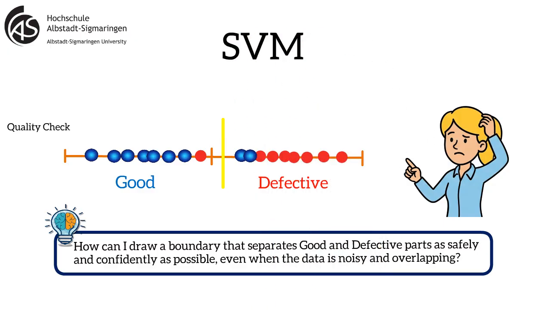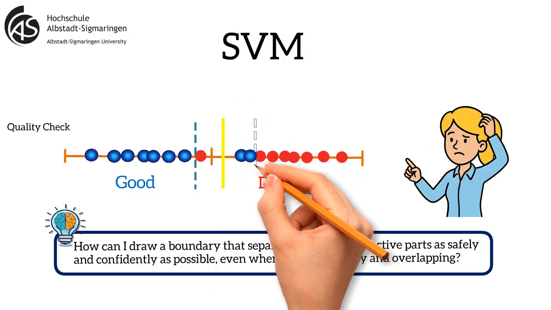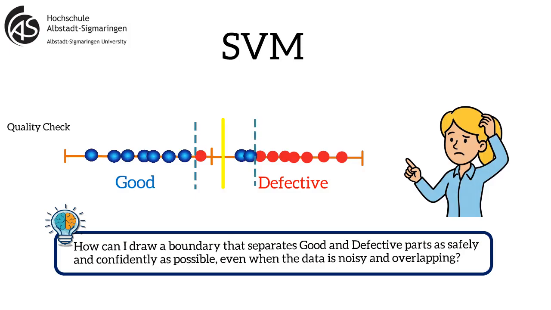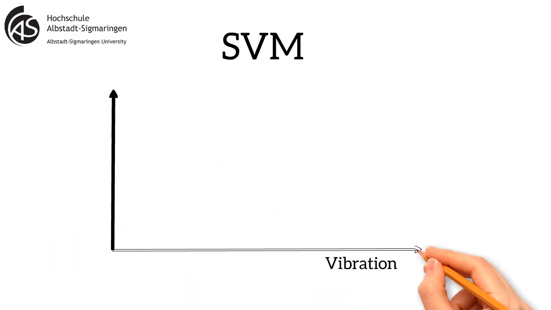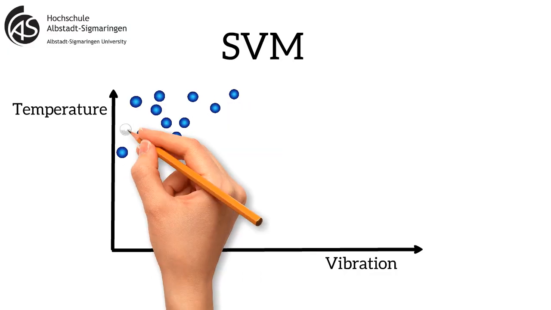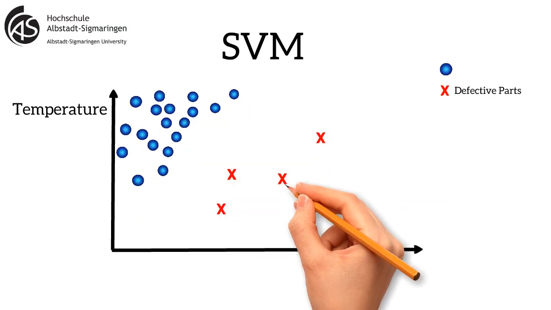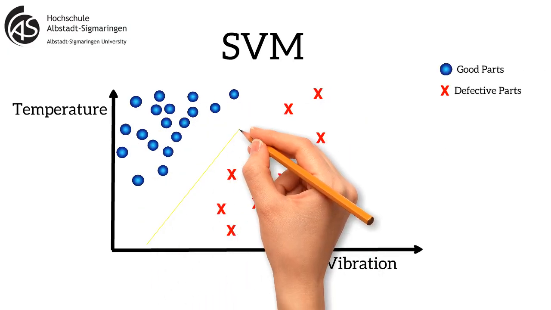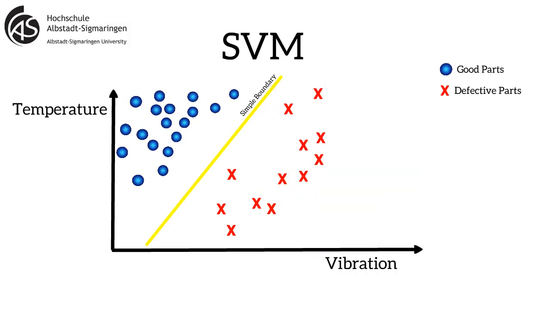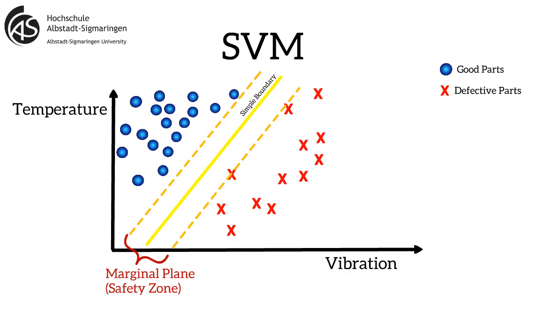You can think of SVM as a smart way to draw a line that does not just separate the classes, but separates them with a buffer zone. This buffer zone is called the margin. Let's build an intuition. Imagine you have blue dots for good parts and red crosses for defective parts on a 2D plot. There are many lines that could separate blue from red. Some lines pass very close to the points, and some lines leave more space between the two groups. SVM says, choose the line that leaves the widest gap between the closest blue points and the closest red points. That gap is the marginal plane.